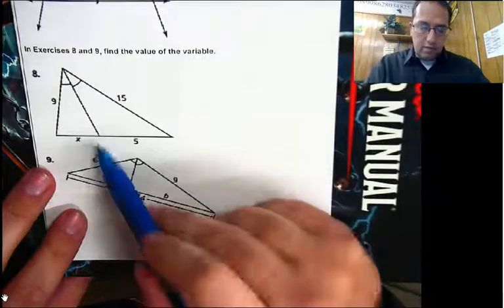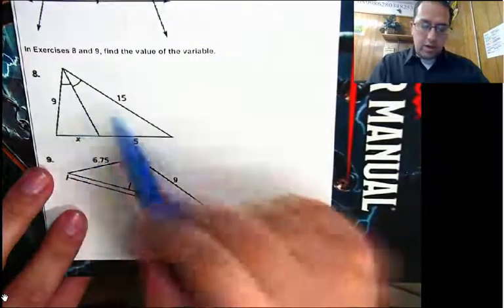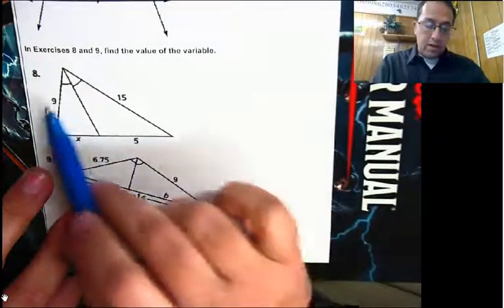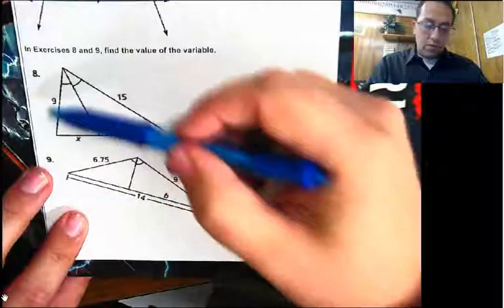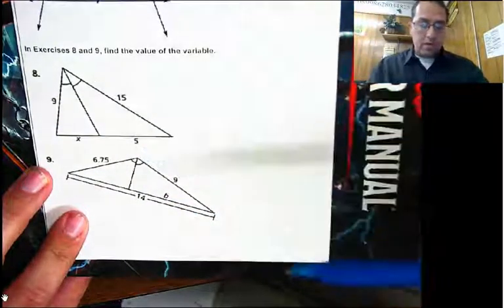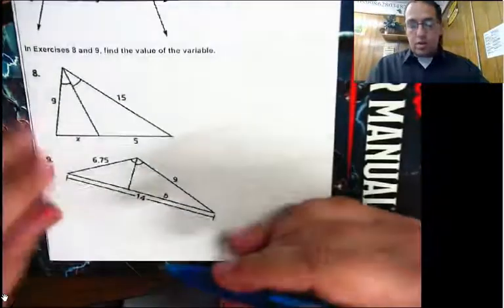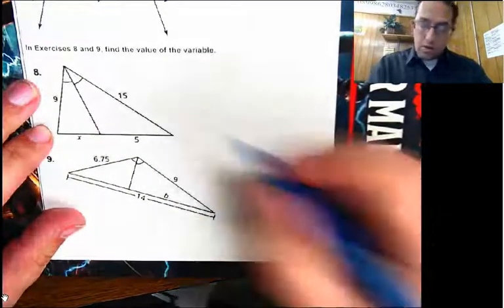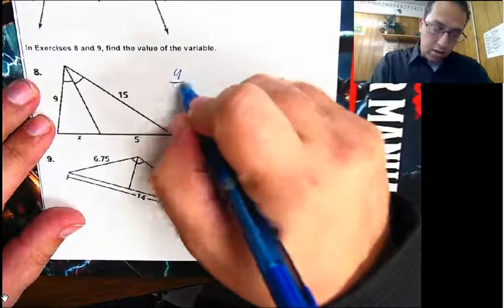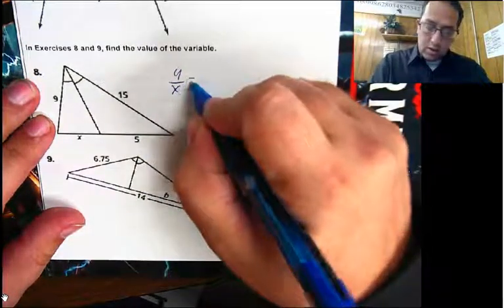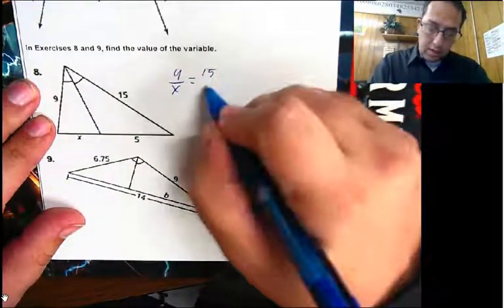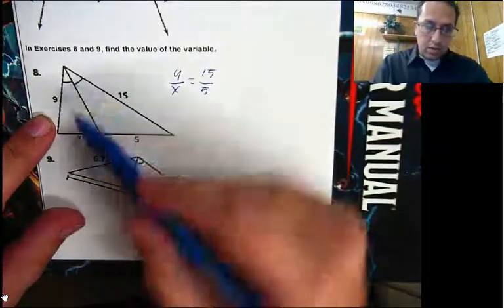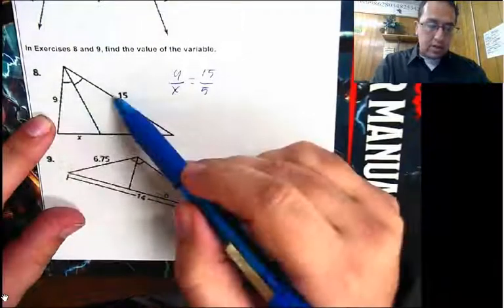We have x and 5, and we have 9 and 15. And you can either set it up like that, x to 5, and then 9 over 15, or you can do 9 over x, 15 over 5. Either way, you just have to make sure that you are keeping what goes together together. So the 9 goes with the x, and the 15 goes with the 5. And 9 and 15 go together, right? Because they're the entire lengths of that side.